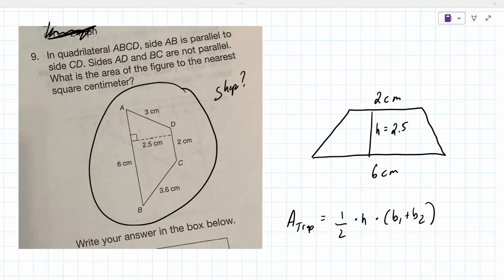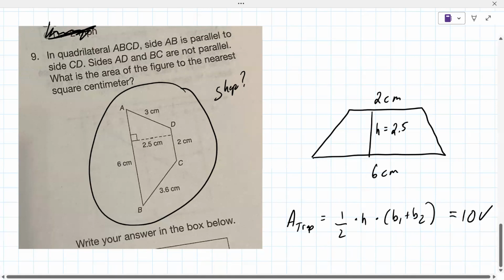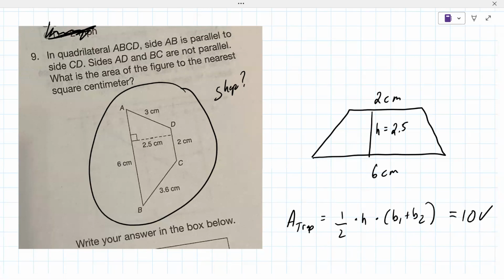10. It's 10. Very good. All right, let's look at another trapezoid problem.